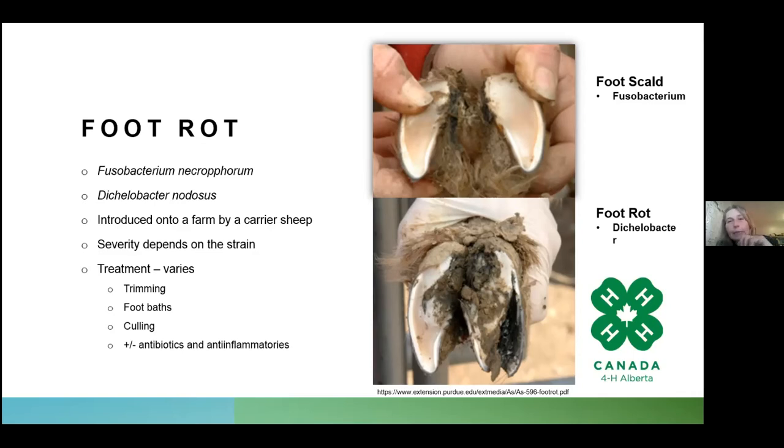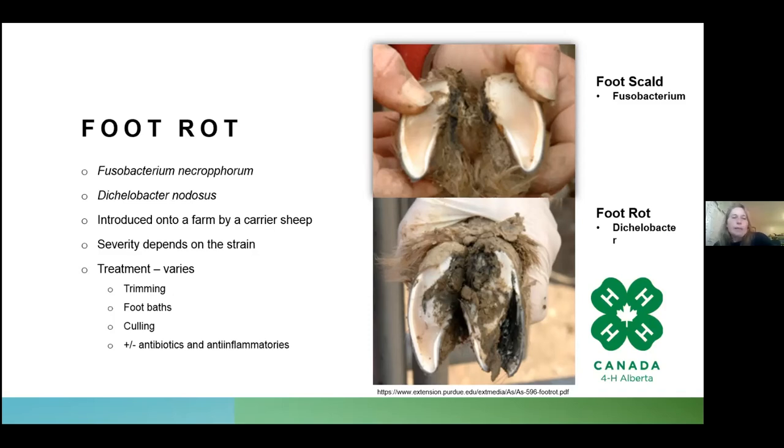And it is brought in by carrier sheep. So, as we say, you buy the disease by bringing it in. And again, severity will depend on the strains. Treatment, depending on severity, is usually a combination of trimming the feet, keeping feet from getting too long, different types of foot baths, and then sometimes culling. Culling means selling the sheep, taking her off your farm and selling her, not usually to other people, usually to market, because you don't want to pass on the infection to other people.